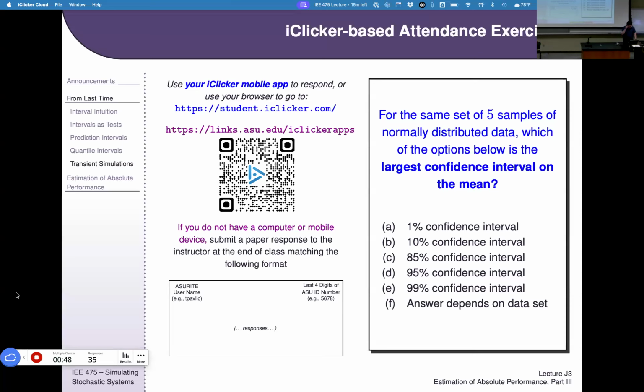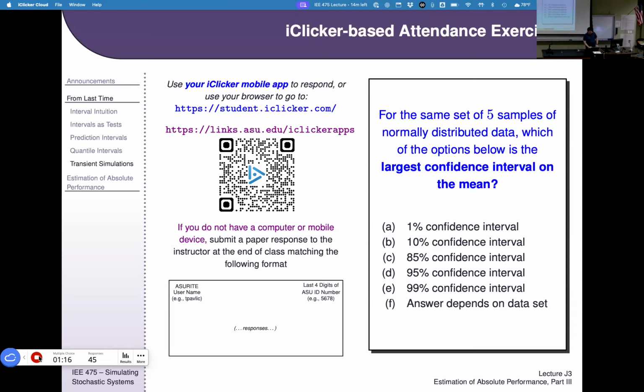All right, I'll give you maybe 10 more seconds. It's probably got to be A or E, right? So it's probably not something in the middle, and it's probably F. F's the distractor. So it's really, is 1% small or is 99% small? So the question is, is 1% large or is 99% large?